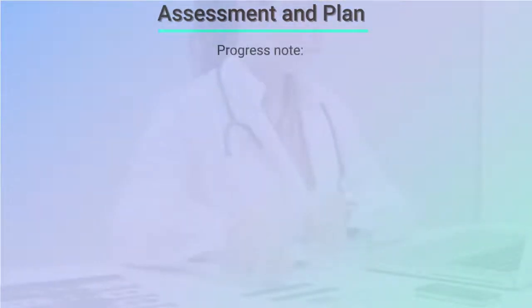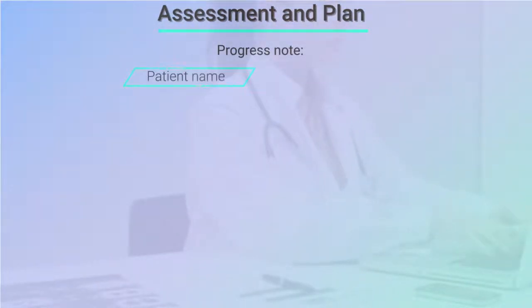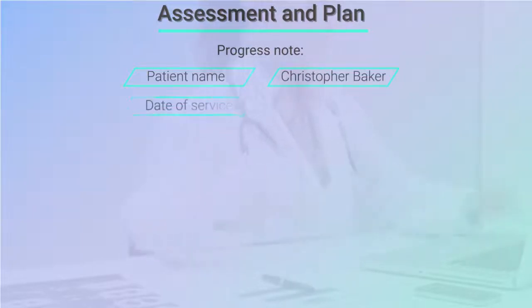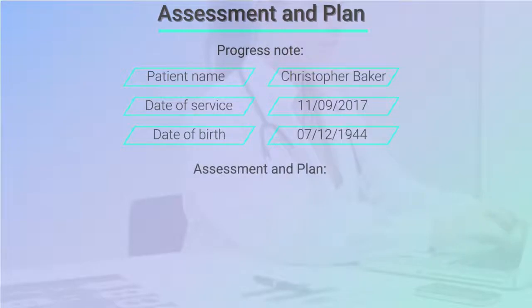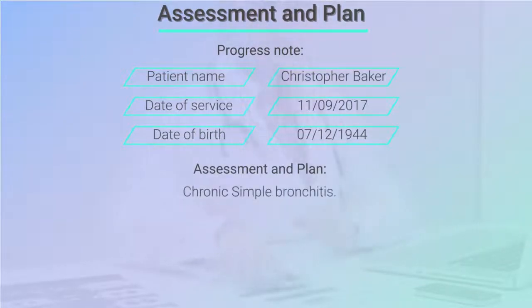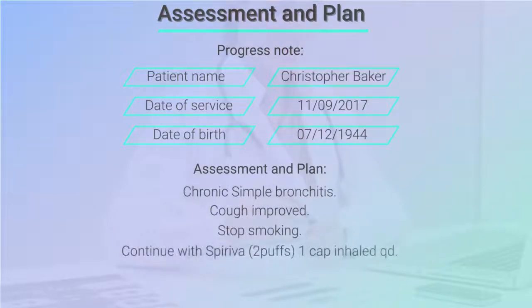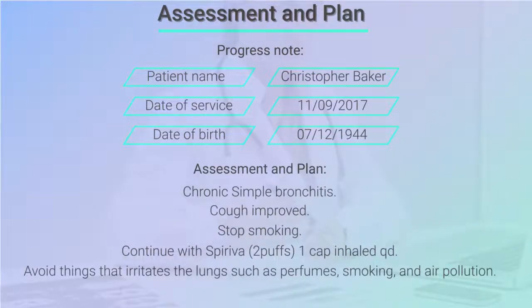Let's see an example of a progress note. Patient name: Christopher Baker. Date of service: November 9, 2017. Date of birth: July 12, 1944. Assessment and plan: chronic simple bronchitis. Cough improved. Stop smoking. Continue with Spiriva, 2 puffs, 1 cap inhaled QD. Avoid things that irritate the lungs such as perfumes, smoking, and air pollution. Follow up in 1 month.